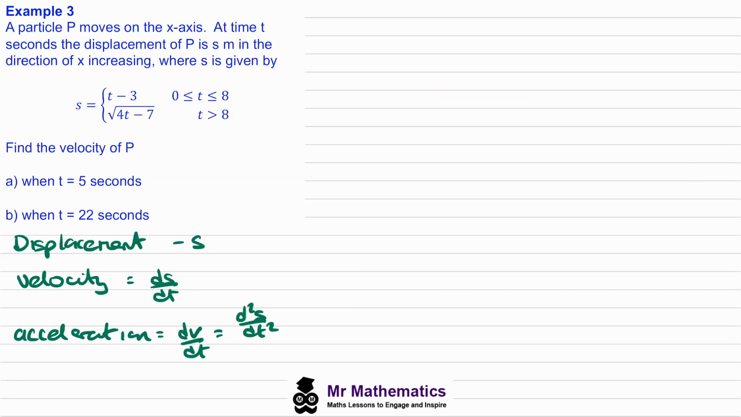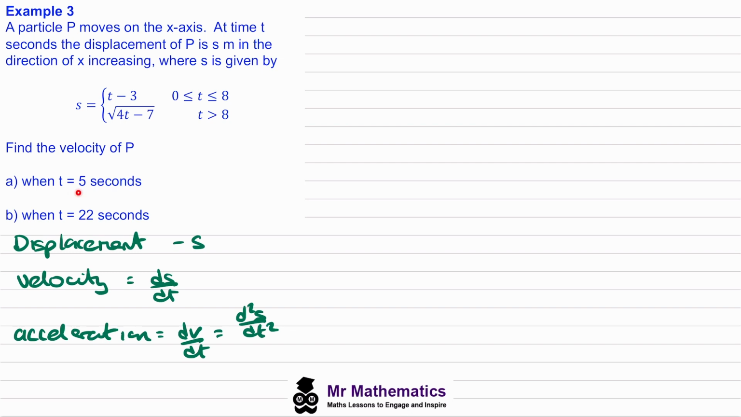Okay, so for example 3, a particle P moves on the x-axis. At time t seconds, the displacement of P is s meters in the direction of x increasing, where s is given by this piecewise function. Find the velocity of P when t equals 5.